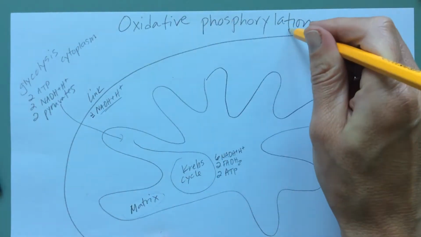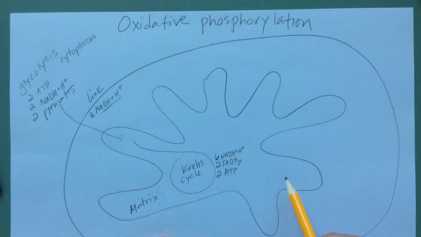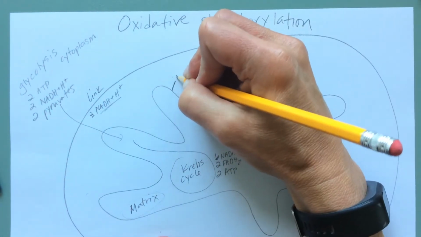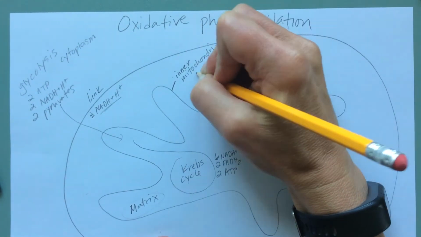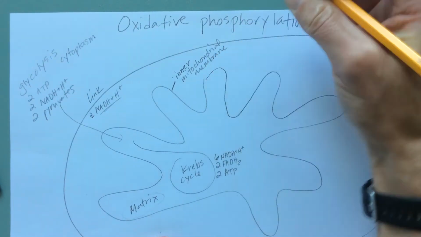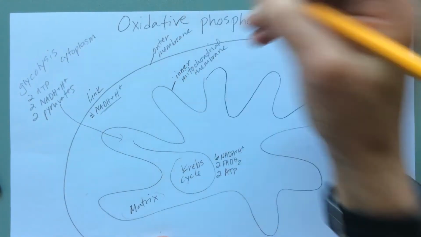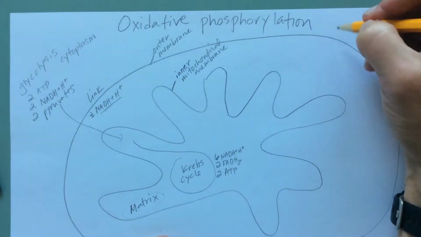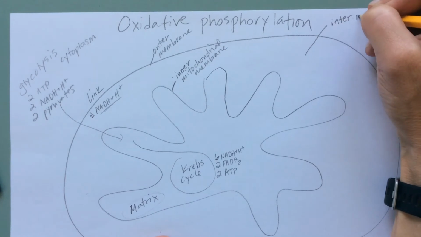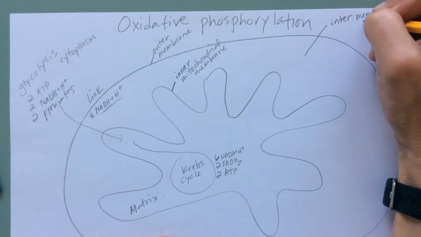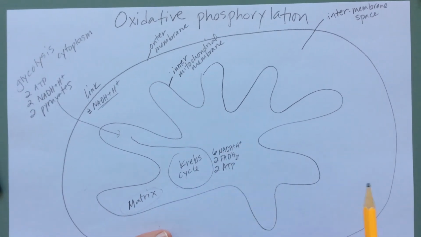And the last bit, oxidative phosphorylation. Now this is going to happen along these folds called cristae. This is the inner mitochondrial membrane. I'm just going to label that. Inner mitochondrial membrane. Okay. This is the outer membrane, right? Outer membrane. And the space in between those two is called the intermembrane space, okay? So this terminology is going to be important that you can kind of keep up with.